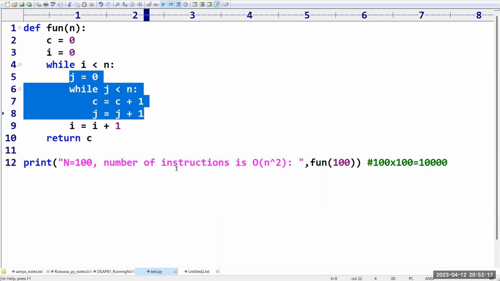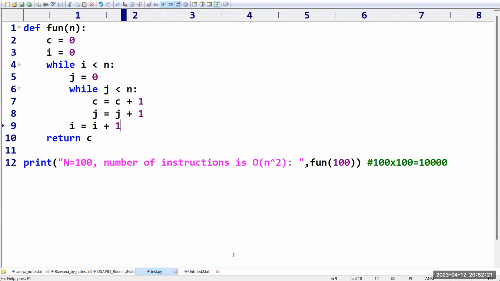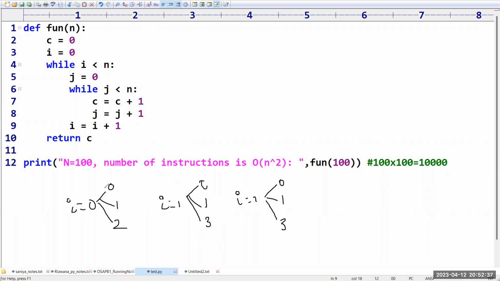9 times. No, 3 times, right? For one I value, 3 times. For example, if you take the value of I is equal to 0, the J loop is executing how many times? 3 times. When I is equal to 1, the J loop is executing how many times? 3 times. When I is equal to 2, how many times? 3 times. Is there any dependency, sir?